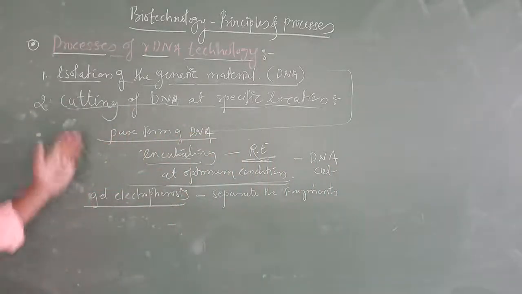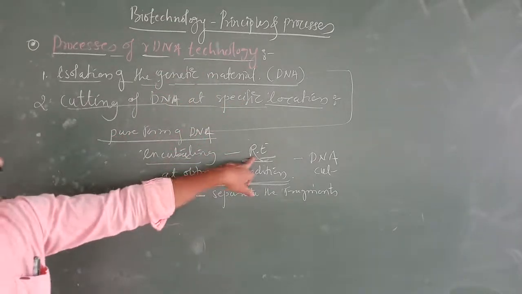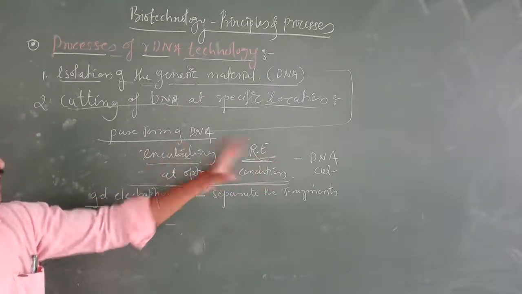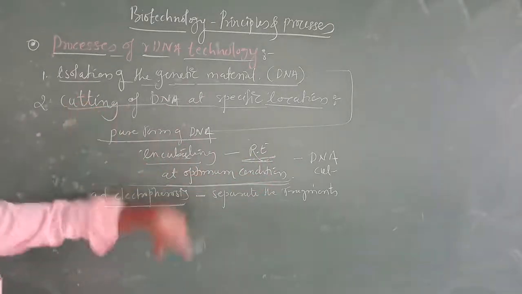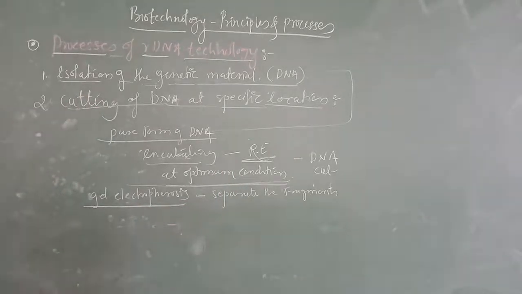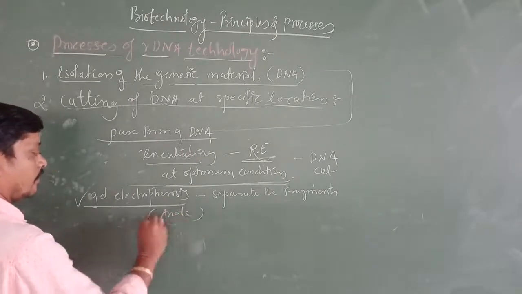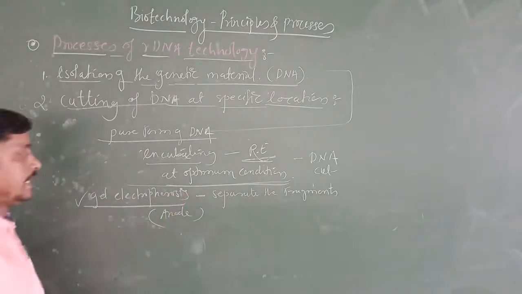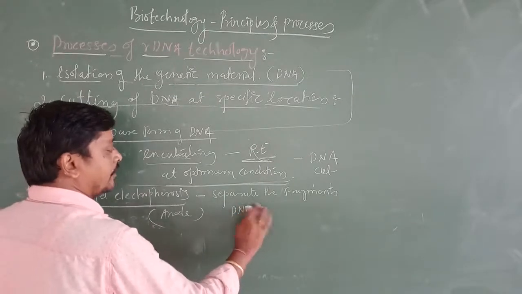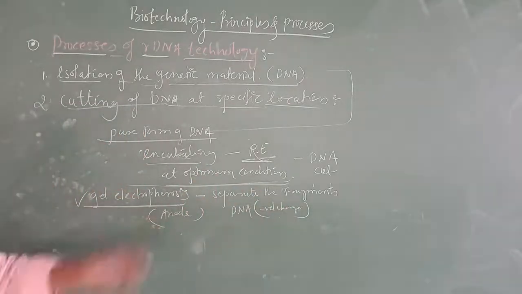When you are cutting the DNA at a specific site, the purified DNA is incubated with the restriction enzymes at an optimum condition of that particular enzyme. Then after cutting this DNA, you are going to go for gel electrophoresis. There you are going to separate the fragments, forcing these fragments towards the anode, because the DNA is a negatively charged molecule. So forcing this towards the anode, you are going to start separating the fragments.